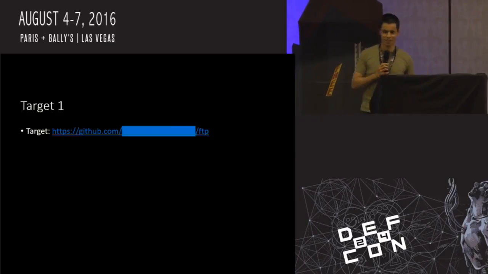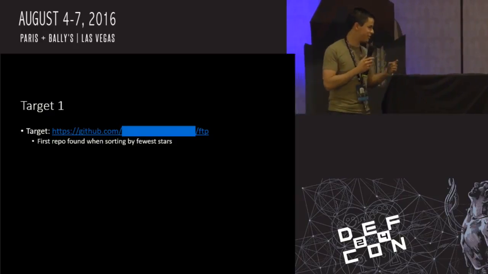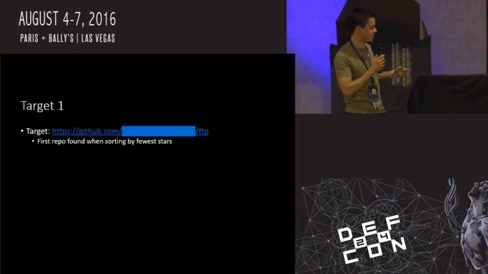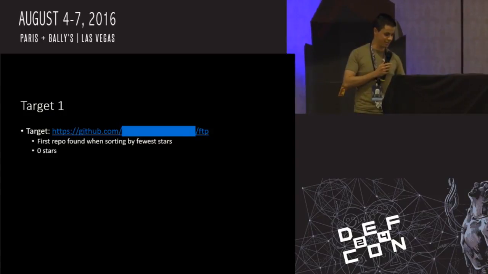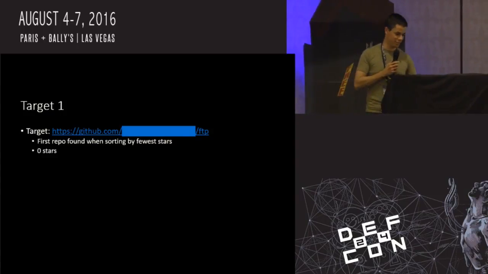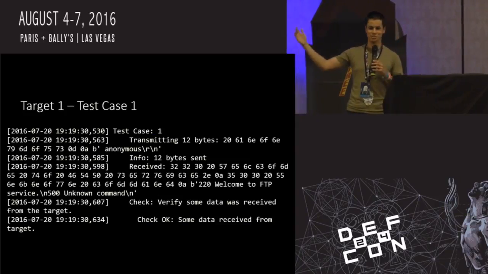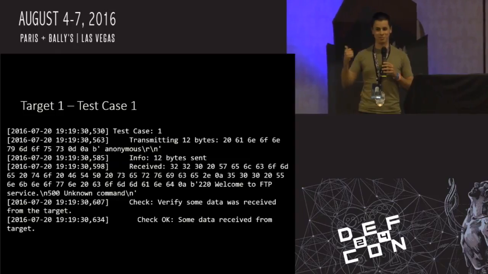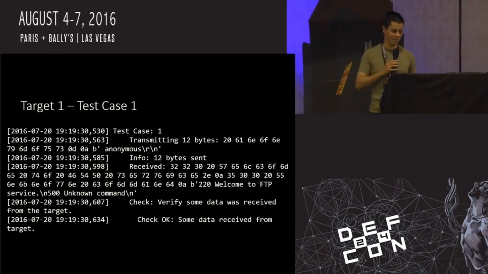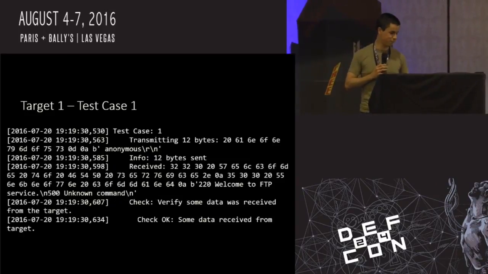So target one, the name is redacted because, I don't know, you can ask me who it is later if you want. But you can find it. It's the first repo you find if you're sorting by fewest stars using the string that I had earlier in the presentation. Right. So we pull that up, you run make. When I was looking for these repos, my criteria were runs FTP, looks kind of obscure, and it's easy to build. So if it had a makefile, it passed the test.